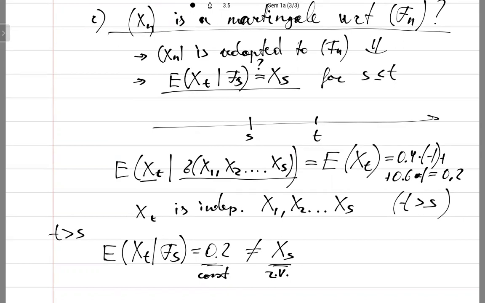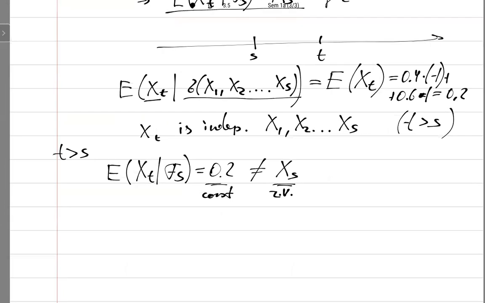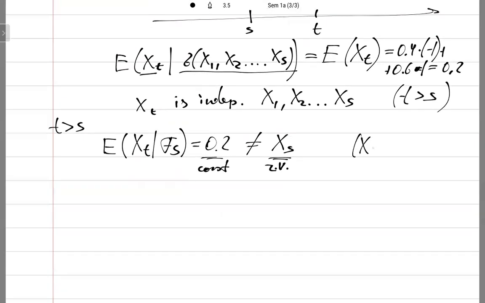That is because xt is independent from all previous x's. That's why the conditional expectation is just the expectation of the variable. Okay, so xt is not a martingale.